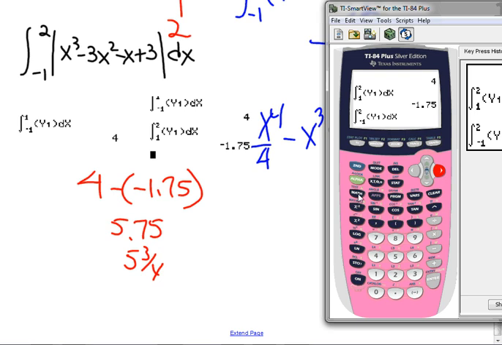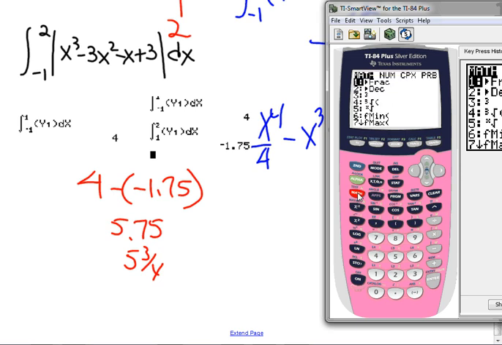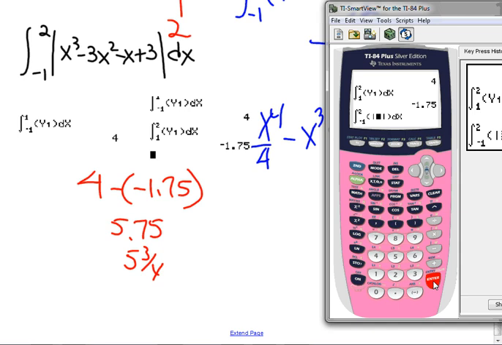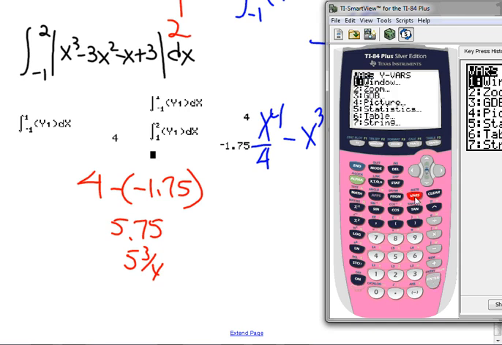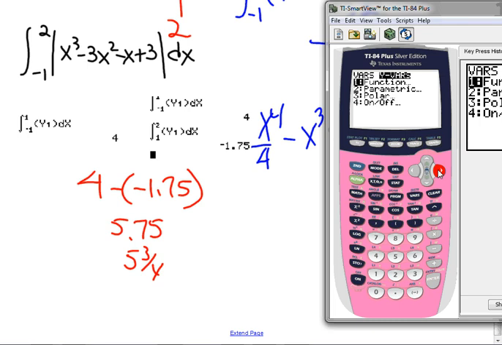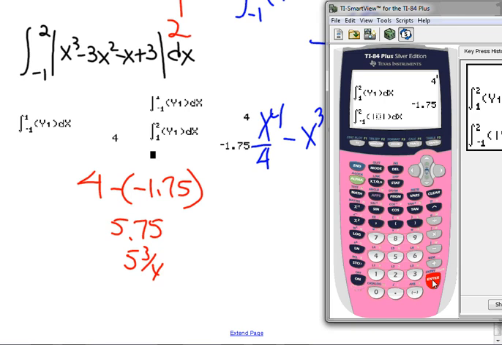Okay, so it's math, NUM. If you did the homework, you should know where it is. And it's the absolute value of y1. Bars, y variables, it's a function. We don't do anything with anything else.